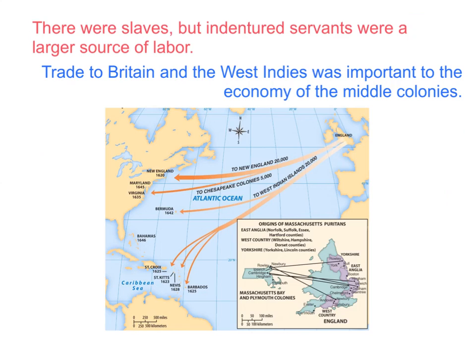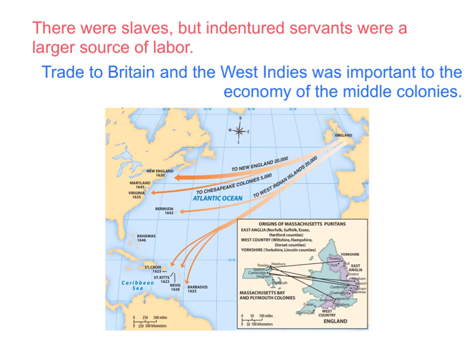Indentured servants were basically people who wanted to come over to America but couldn't afford to, so someone over in America paid for them to come over, and in return they would have to work for them for a period of 4 to 7 years to pay off their debt, and then they were free to go on.